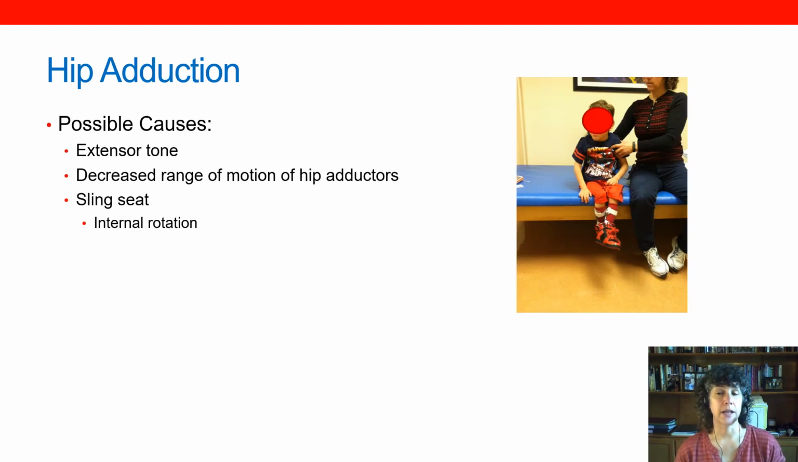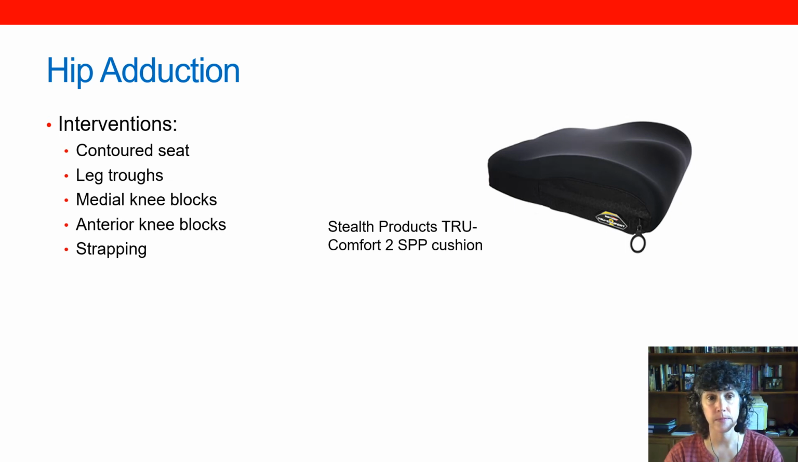You know, lots of clients who have a lot of extensor tone also have hip adduction and internal rotation. These tend to be seen together at the hips. So this is often a result of extensor tone. Sometimes it is a result of just simply a loss of range in those adductors. If someone is on a sling seat, well, the legs just kind of collapse into this position.